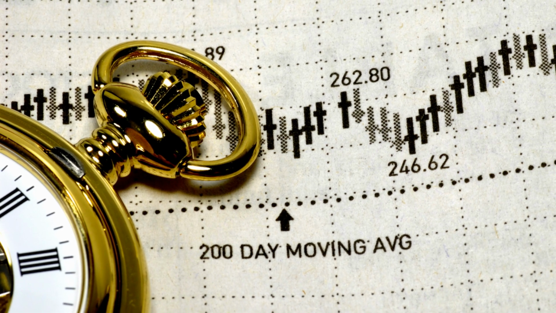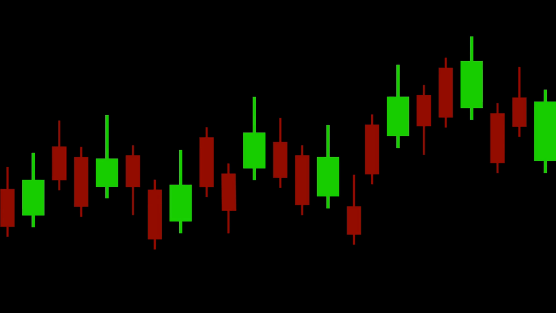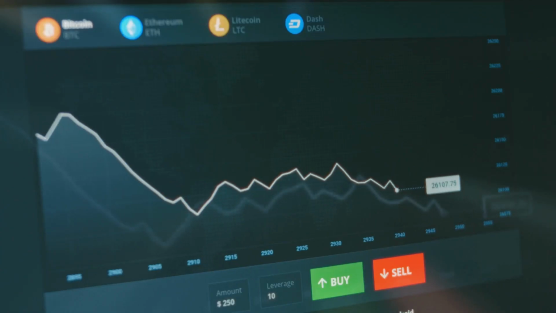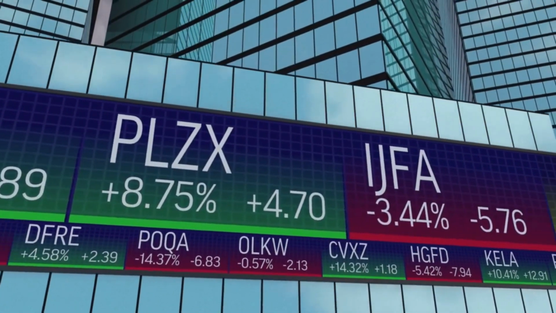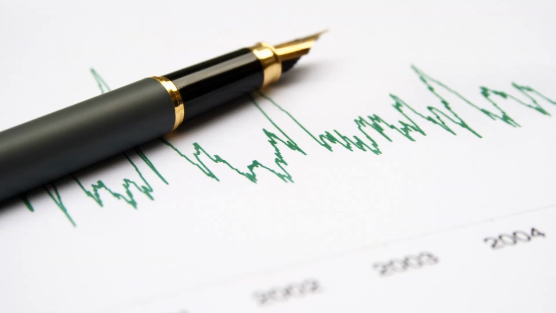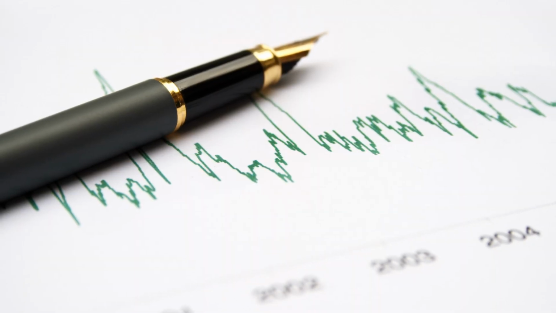The SMA's biggest drawback is its lag. It reacts after price changes occur. This delay can mean late signals and missed opportunities. In sideways markets, the SMA can generate false signals, leading to whipsaws and small losses. The SMA gives equal weight to all data points, making it slow to reflect recent price action.